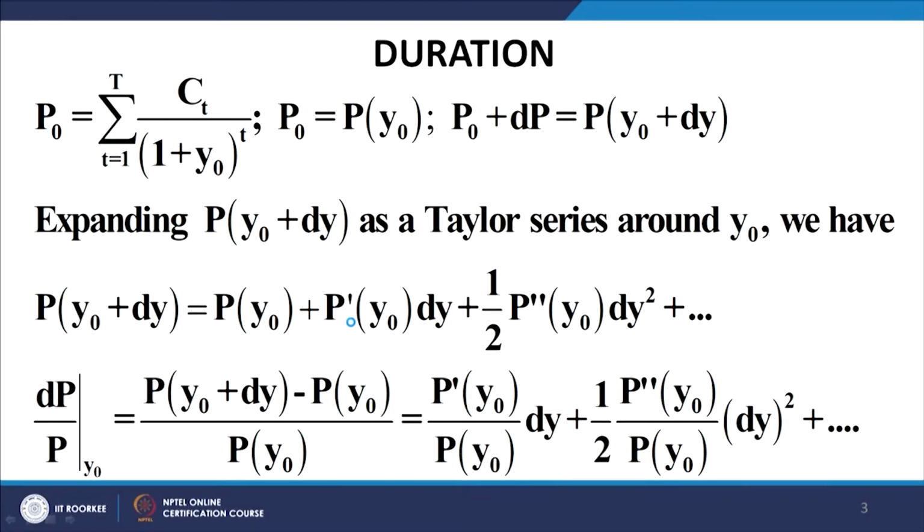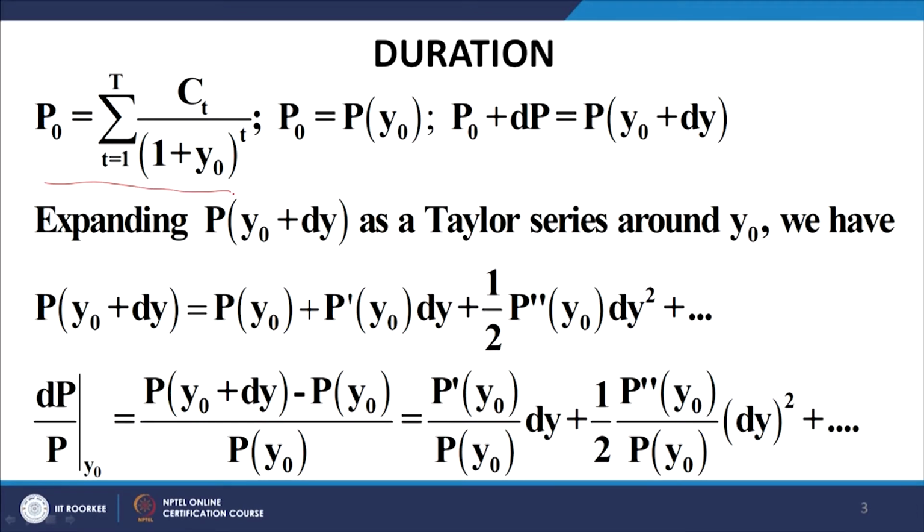Let us move to duration. We start with the standard expression of the discounted cash flow price, which is given right at the top left hand corner of your slide, and we define P0 as the price corresponding to a yield of Y0. Now we assume that the yield changes by an infinitesimal amount, a very small amount dy, and goes to Y0 plus dy, as a result of which the price changes to P0 plus dp.